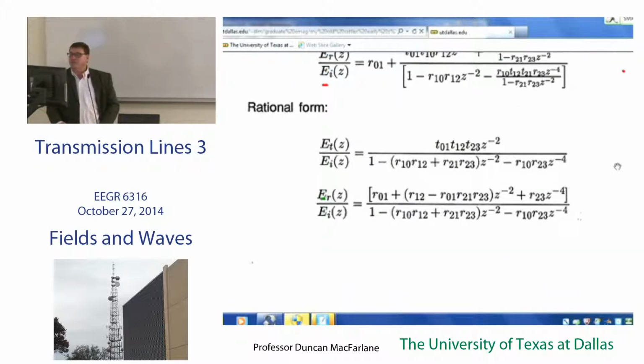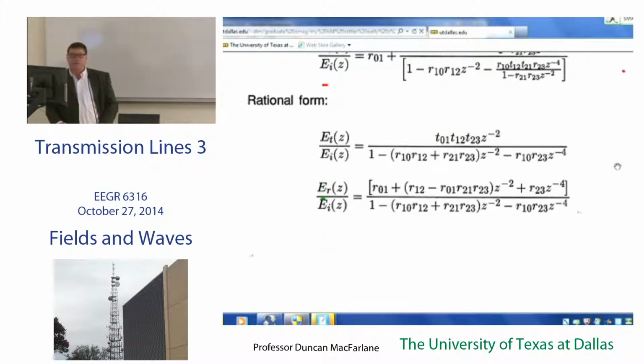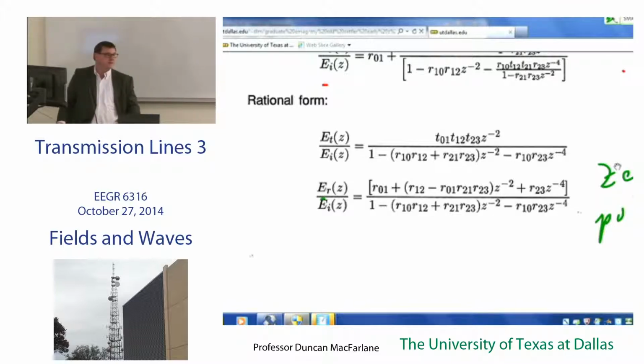So you write them in rational form, where you just put everything on top of a common denominator. And again, what you have here is a numerator that gives you zeros, and a denominator that gives you poles. Okay? So, classic DSP-1.